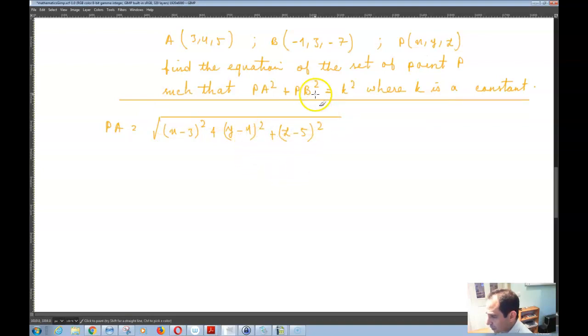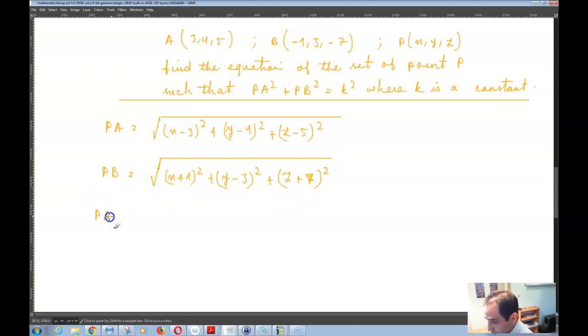And then PB is equal to basically the square root of (x plus 1) whole squared plus (y minus 3) whole squared plus (z plus 7) whole squared.